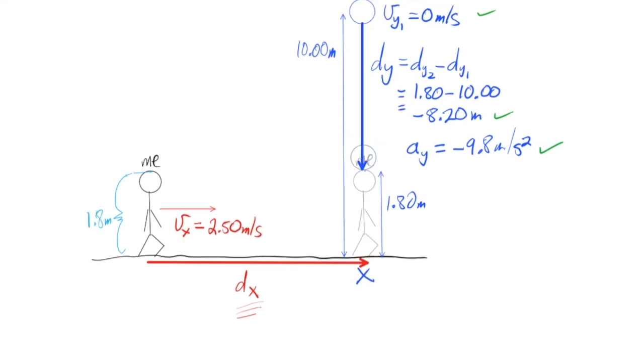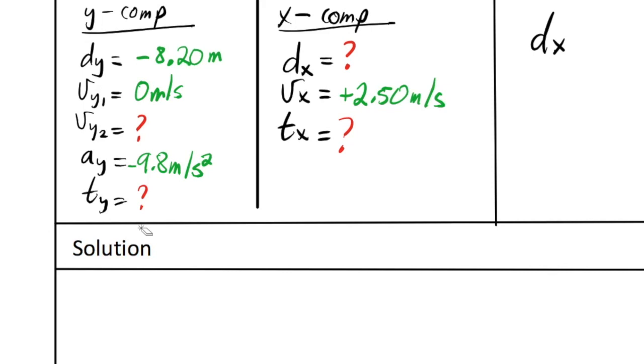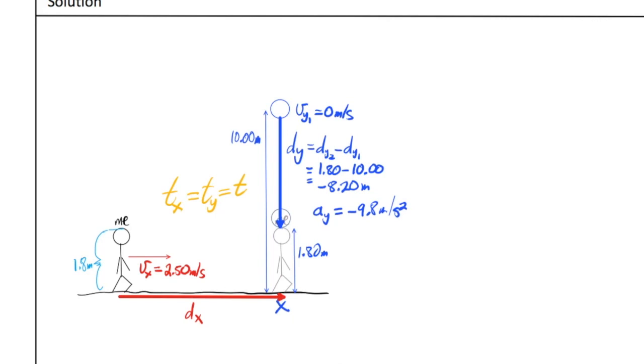So the takeaway is this, is that the time for me to walk along the x-axis has to be equal to the time the water balloon falls along the y-axis, which we're simply just going to call t, because the t and the y and the t and the x are the same time. So we're going to update our given section. So ty is equal to t and tx is equal to t. So in order to find dx, we have to find t. And to find t, we're going to have to look at the y component.